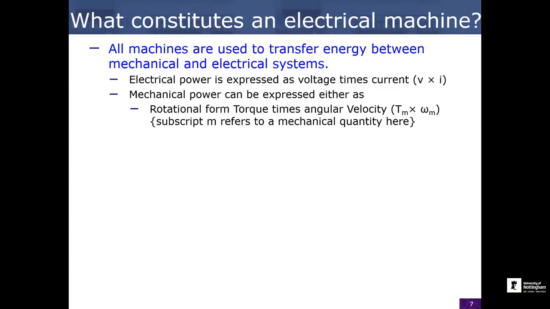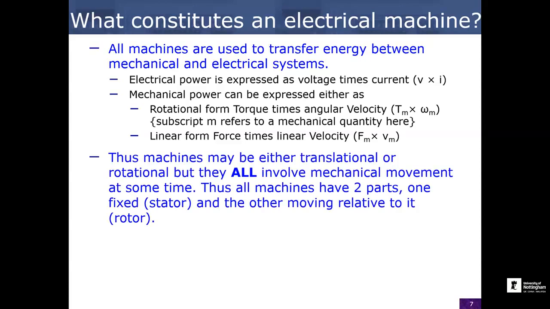Or if we have a linear system, that will be force times linear velocity. So both of those give us an expression of mechanical power, and both of these define in the simplest possible terms what we're doing with the machine. We either have a motor where we're taking in electrical power, voltage and current, and converting it to mechanical power, or we have a generator where we're using mechanical power and converting it to electrical power.